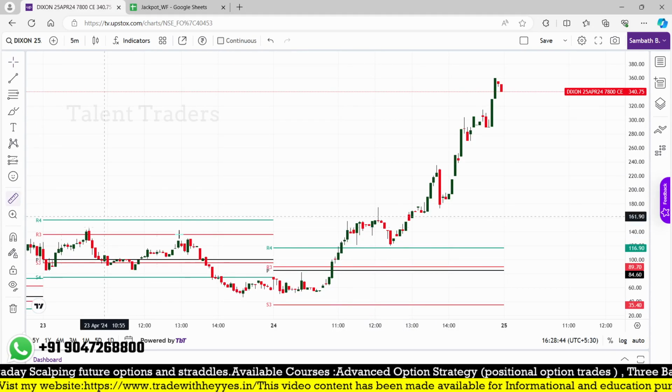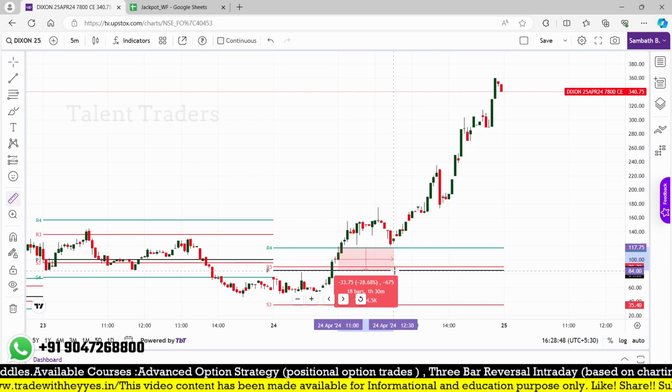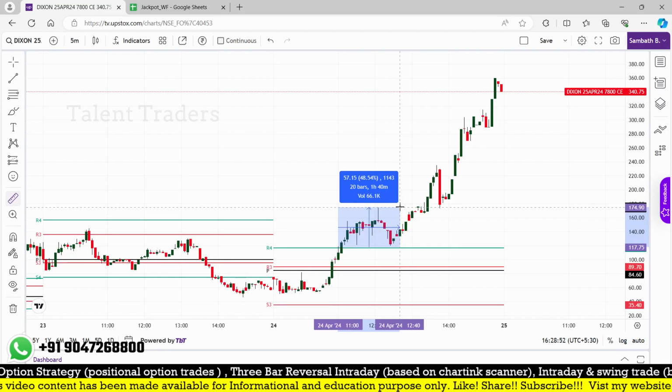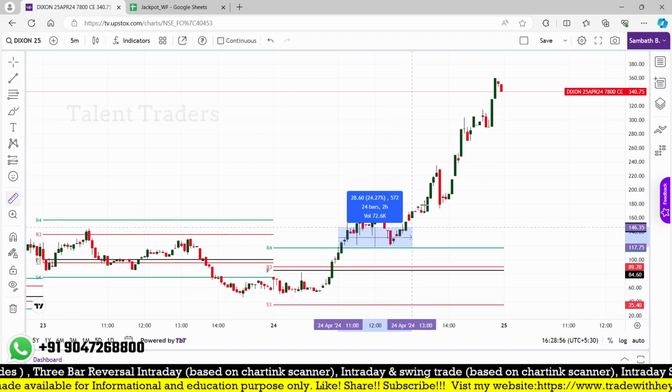So maybe I'm just keeping my stop loss below the pivot. So near about 84, almost 33 points risk. And at this point, almost 57, it was generated around 12 o'clock, but after that it came down and again it went up.